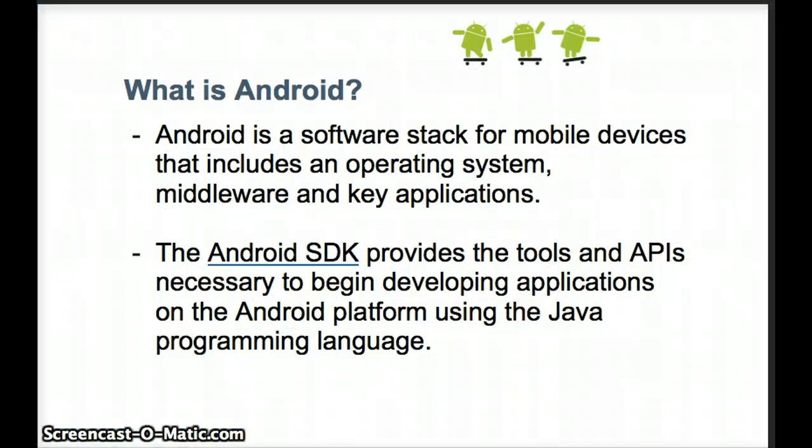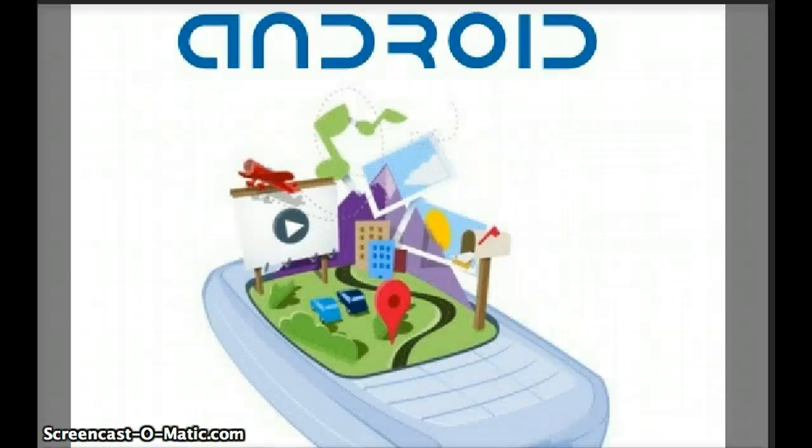All right, let's get started with an introduction here, and what is Android? Android is a software stack for mobile devices that includes an operating system, middleware, and key applications. The Android SDK provides the tools and APIs necessary to begin developing applications on the Android platform using the Java programming language.